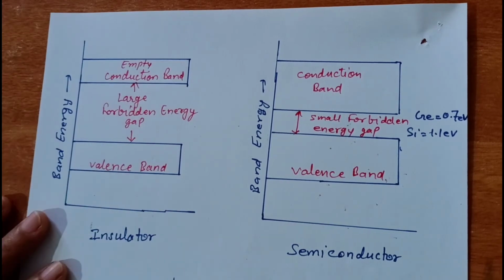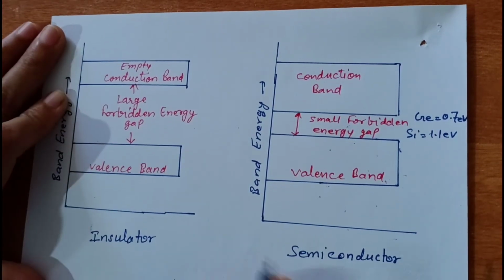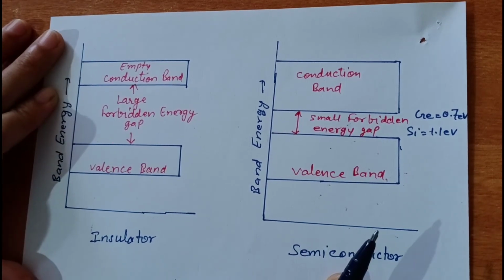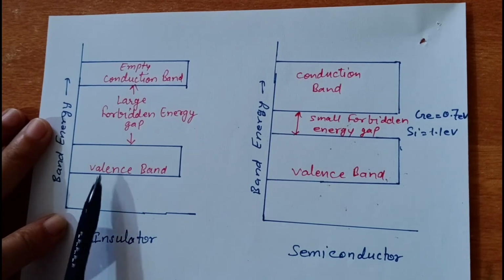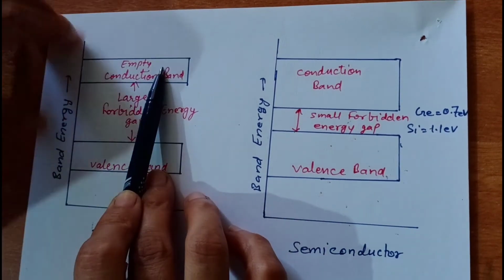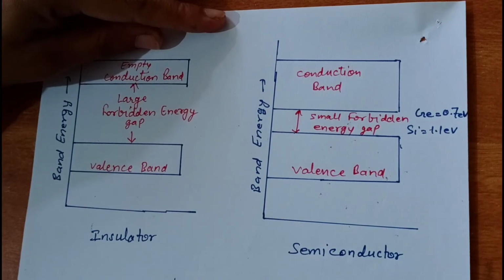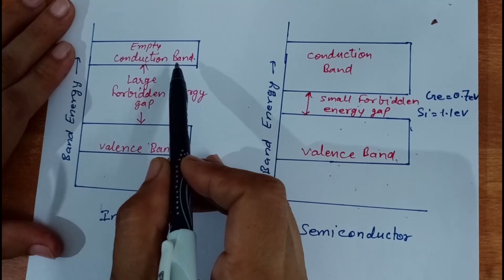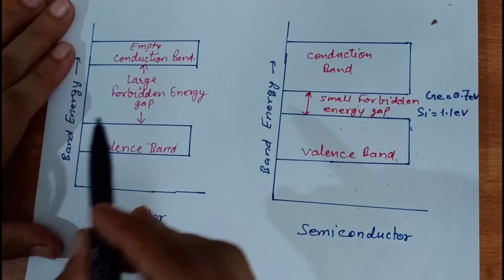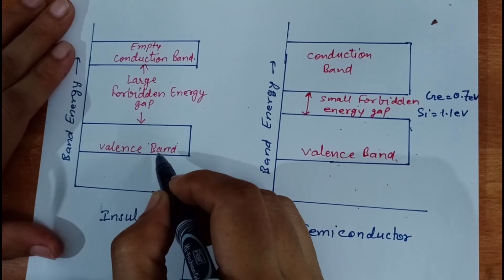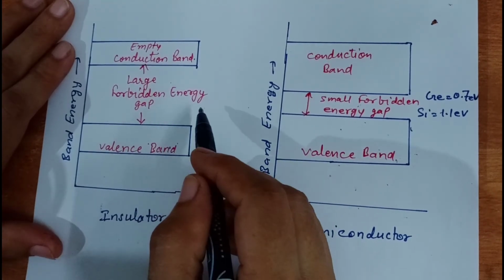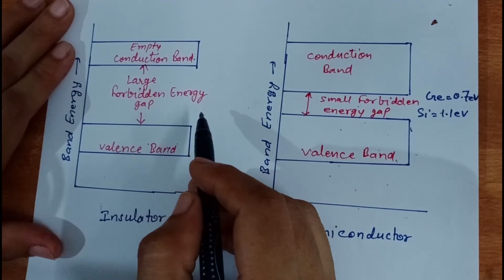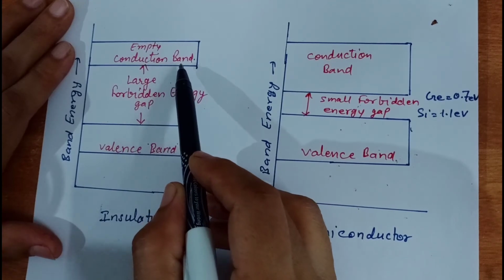Now, on the basis of these energy bands, we will differentiate between insulators, semiconductors and conductors. This is the energy band diagram of an insulator. This is the valence band and this is the conduction band. First, we will tell you about what is the conduction band. In the case of certain materials like metals, if we provide some potential difference, some of the electrons leave their valence band and they move freely into the crystal lattice. This free space where they are moving in the crystal lattice is represented by the conduction band.